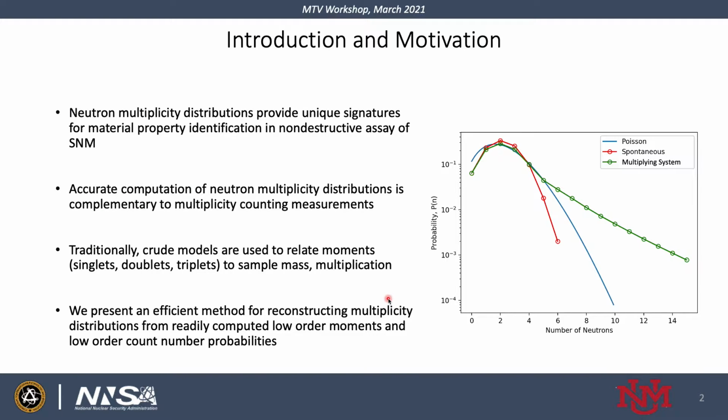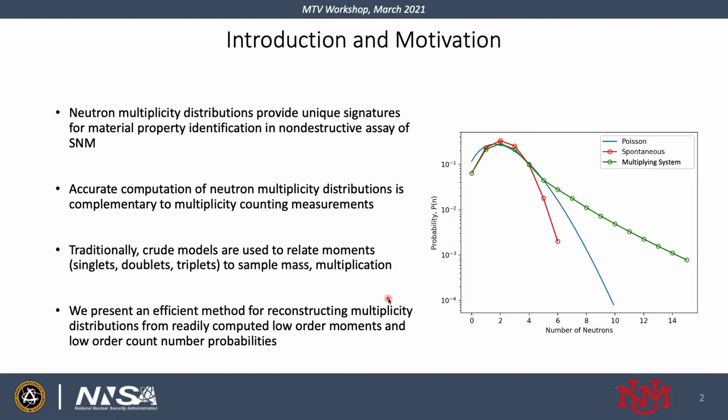From previous work that's been published in the nuclear safeguards measurement space, we've seen that multiplicity distributions provide unique signatures for material property identification. Non-destructive assay techniques, such as coincidence counting or multiplicity counting, are widely used in this space to infer details about special nuclear material samples. These techniques typically rely on measuring the multiplicity distribution, then extracting lower order moments. So you can see how being able to accurately compute multiplicity distribution is complementary to multiplicity counting measurements.